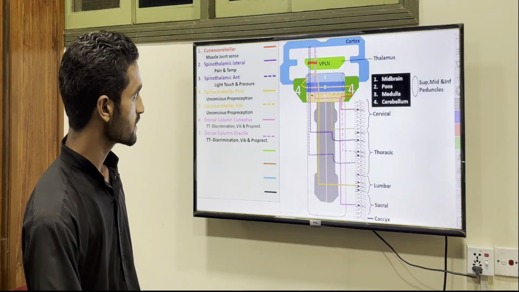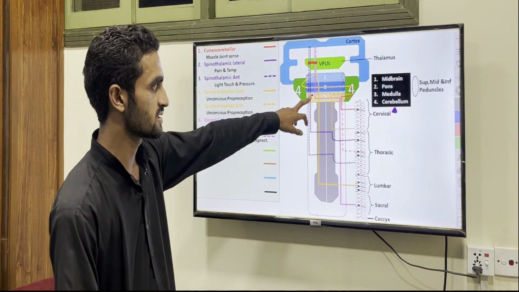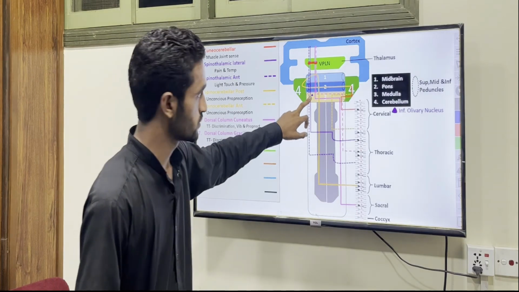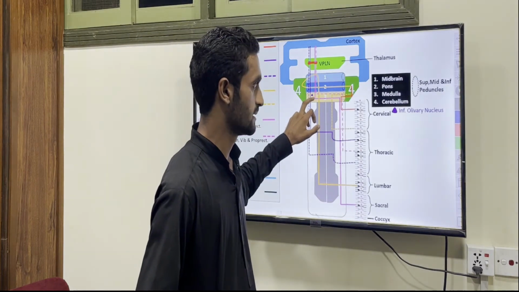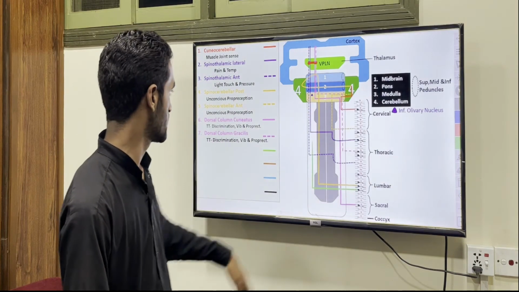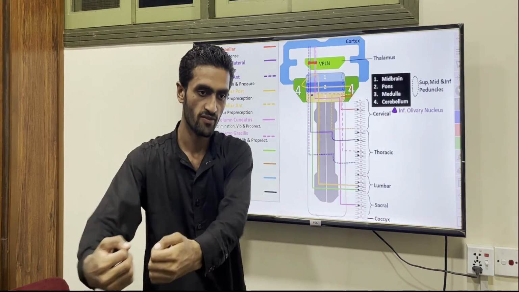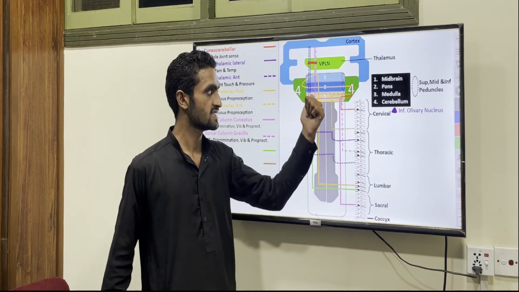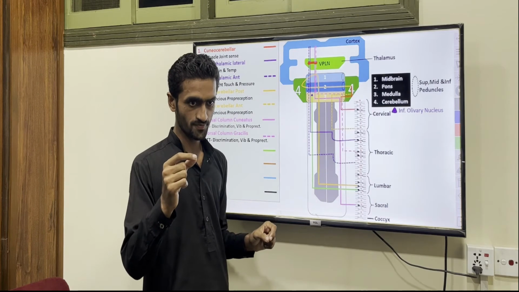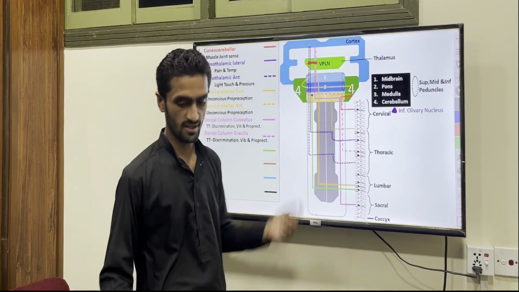Now, here is something called the inferior olivary nucleus. It is present at the medulla level. Here is the pathway which takes the signal from your spinal cord and reaches this level. What will you name it? Spino-olivary. Coming from the spinal cord, reaching at this level. Follow the green line.